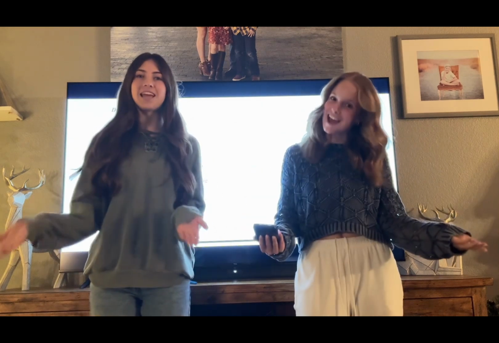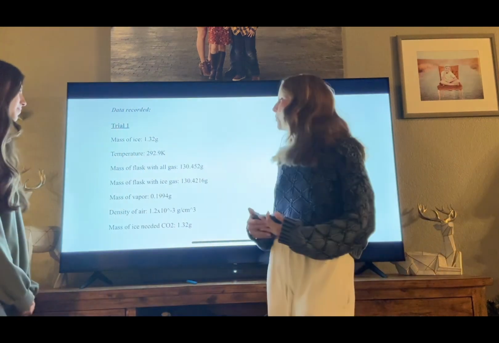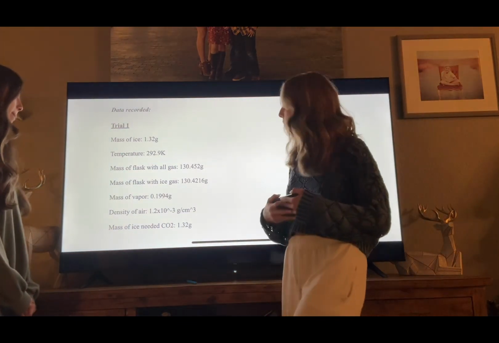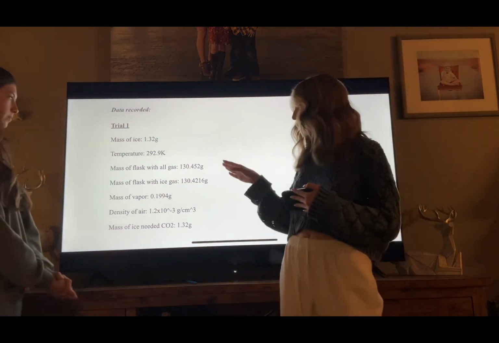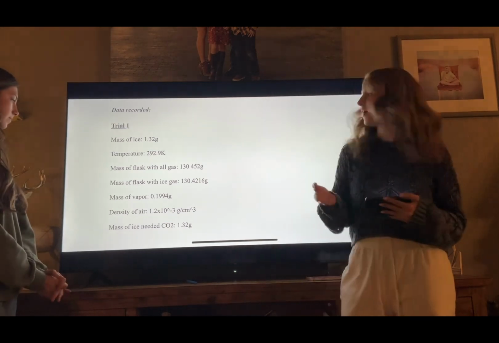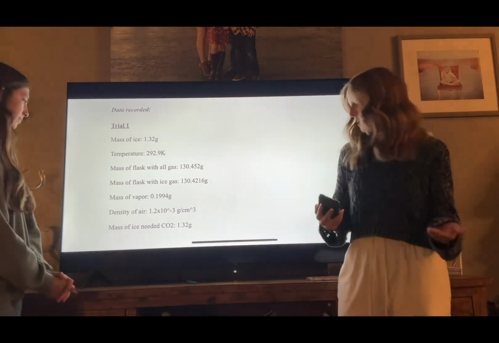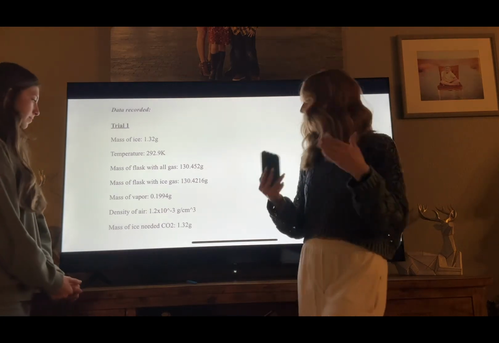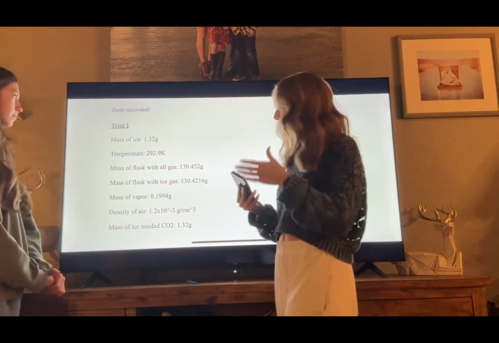And now for the data recorded. Alright, so for trial 1, we have the mass of the gas, which is 1.32 grams. The temperature is 292.9 Kelvin. The mass of the flask with all the gas is 130.452 grams. The mass of the flask with ice gas is 130.4216 grams. The mass of the vapor is 0.1994 grams. The density of the air is 1.2 times 10 to the 3rd grams per centimeter cubed. And the mass of the ice needed of carbon dioxide is 1.32 grams.